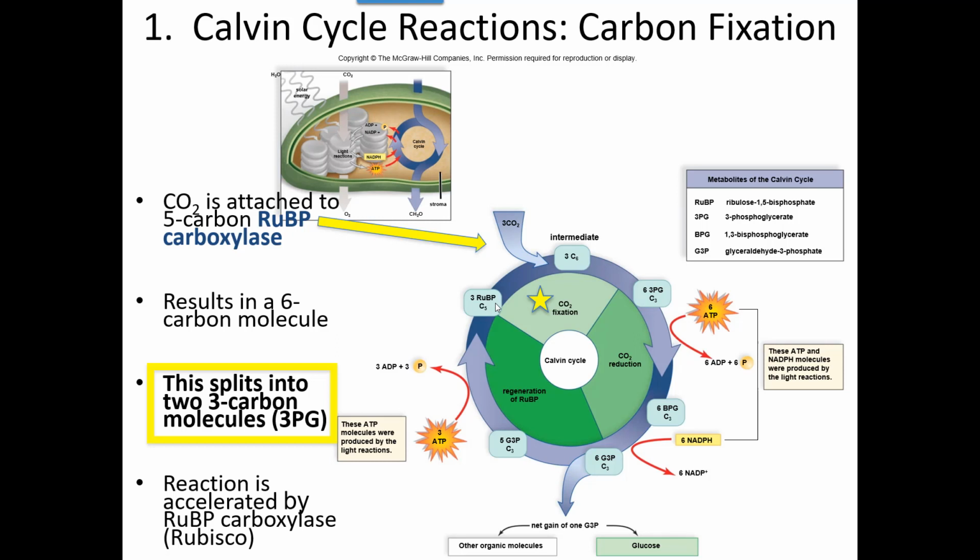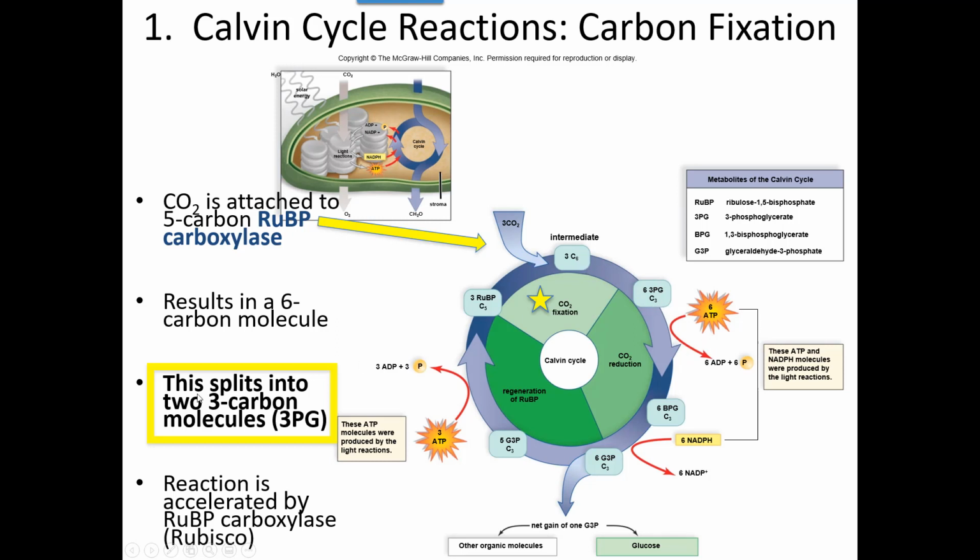So this 6-carbon molecule eventually goes into something else, and it becomes 3PG. We have 6 of them, and they are each 3 carbons. So what we end up doing at this point is splitting our molecules. We had a 6-carbon molecule, now we have a 3-carbon molecule. So we split our 6-carbon molecules in half. Instead of having 3 of a 6-carbon molecule, we have 6 of the 3-carbon molecules. We split them in half.